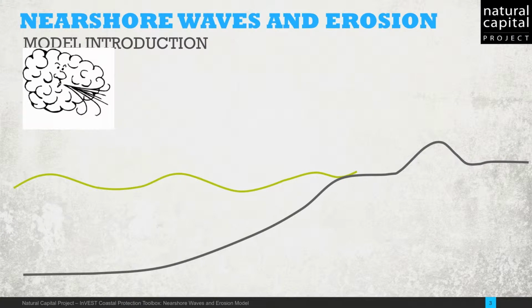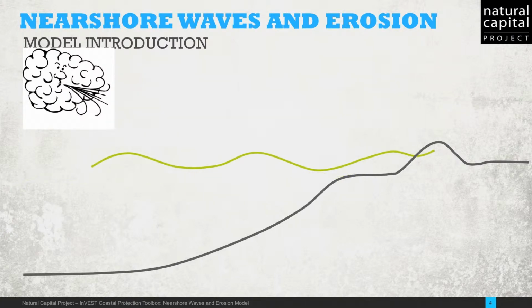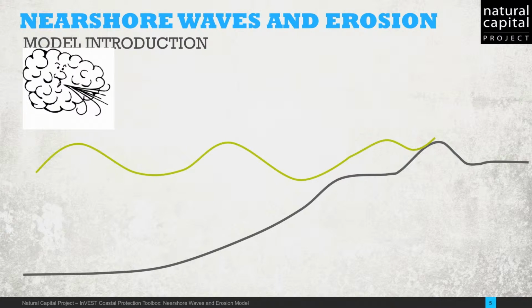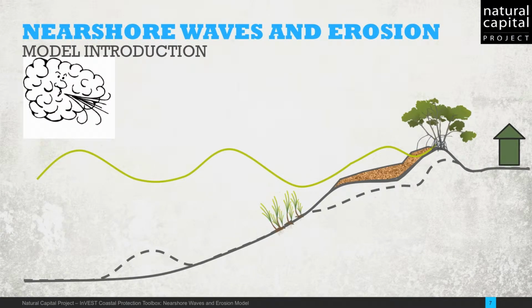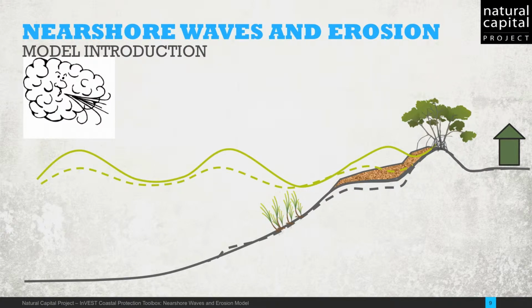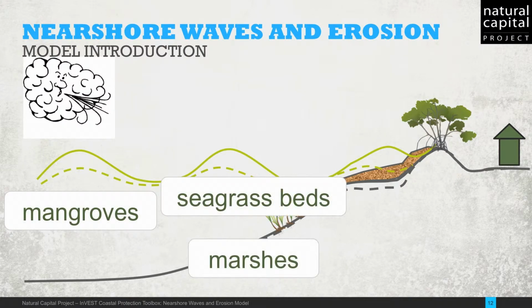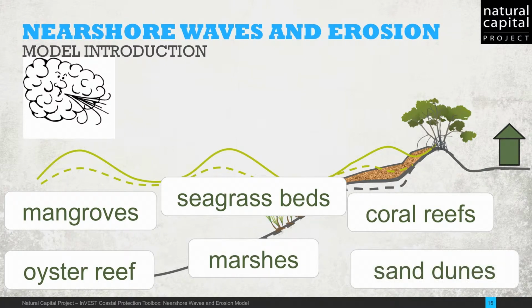When storms occur, waves and storm surge can cause water levels to rise, which can result in subsequent erosion of coastline. The presence of natural habitats during these events can function to attenuate waves, reduce water levels, and help prevent erosion. The model takes into account information about characteristics of the site, the storm conditions, and the ability of different marine and coastal habitat types in the area to reduce waves and storm surge.